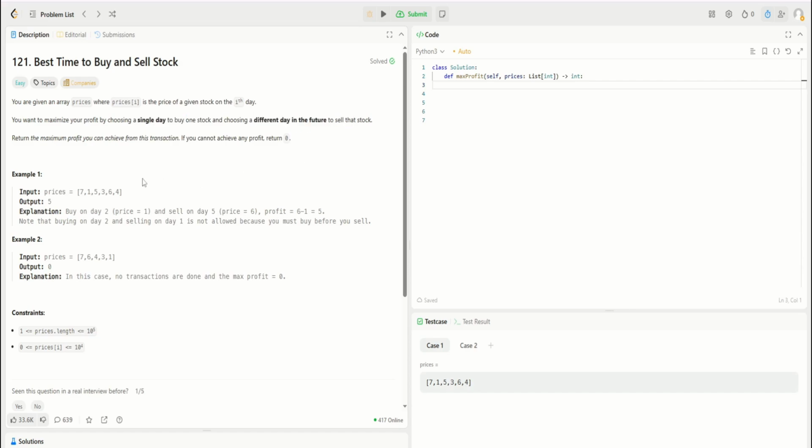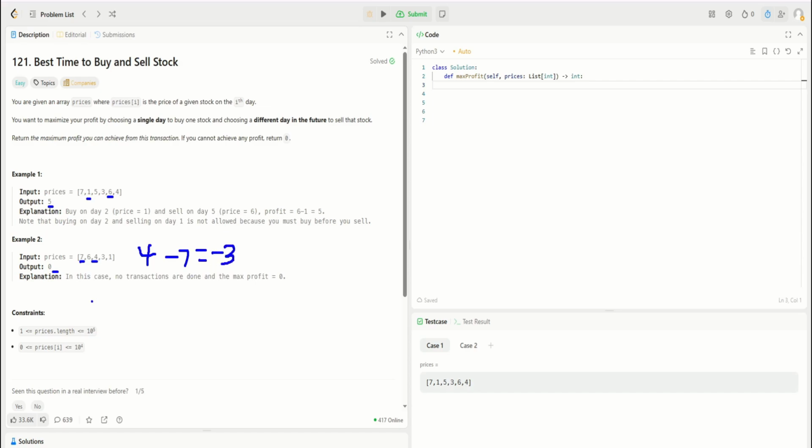Let's look over some examples. You see, in this example, the output is 5 because we purchased at day 2 and we sell at day 5. Alternatively, in this case, the output is 0 because none of the transactions have profit. If we buy at these days and sell at these days, the profit will be 4 minus 7 equals minus 3, so no profit is available.